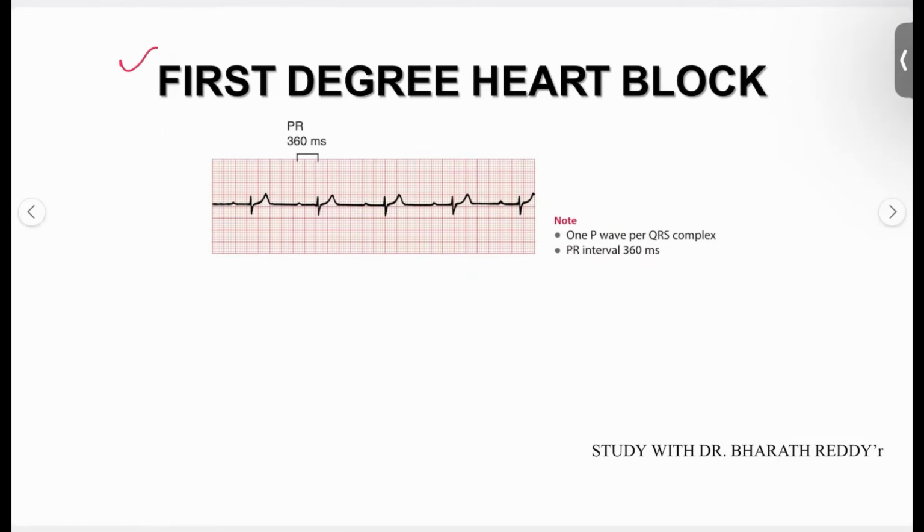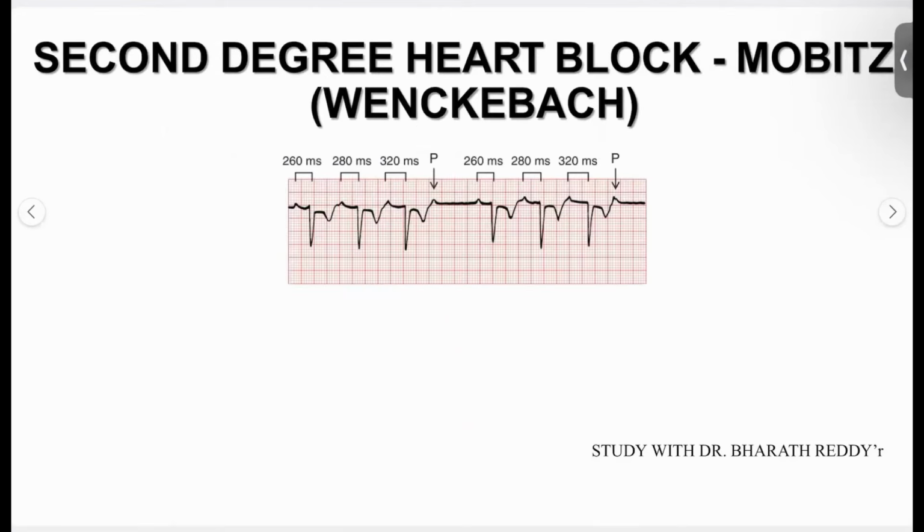In the first degree heart block, the P wave is present, but the PR interval is prolonged. Over time, the PR interval will be prolonged. Here you can see the PR interval is prolonged. So this is how the first degree heart block is presented. And what is the treatment? The treatment is supportive only. Treat the underlying cause.